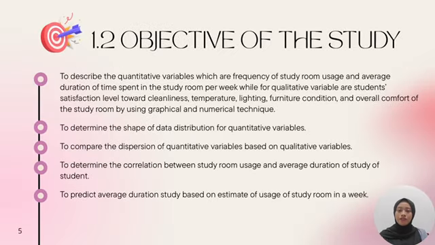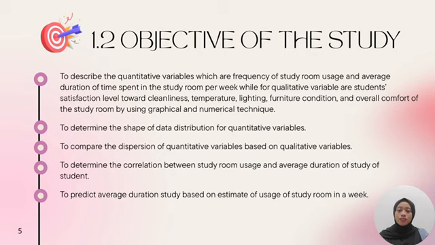Next, I will present the objective of this study. The first objective of this study is to describe both quantitative and qualitative variables related to usage of the study room. The quantitative variables include the frequency of study room usage and the average durations of time spent in the study room per week. Meanwhile, the qualitative variables focus on student satisfaction level towards cleanliness, temperature, lighting, furniture condition, and the overall comfort of the study room. These variables are analyzed using graphical and numerical technique.